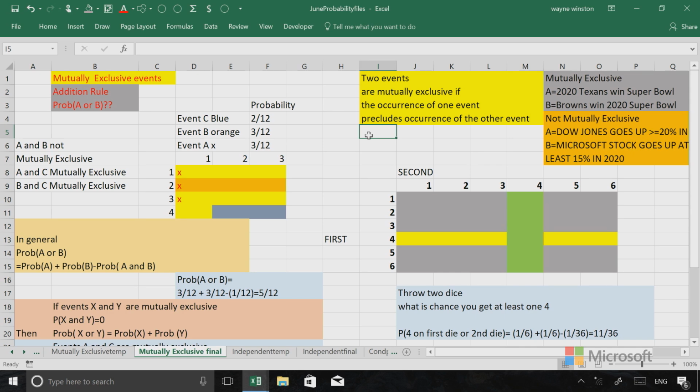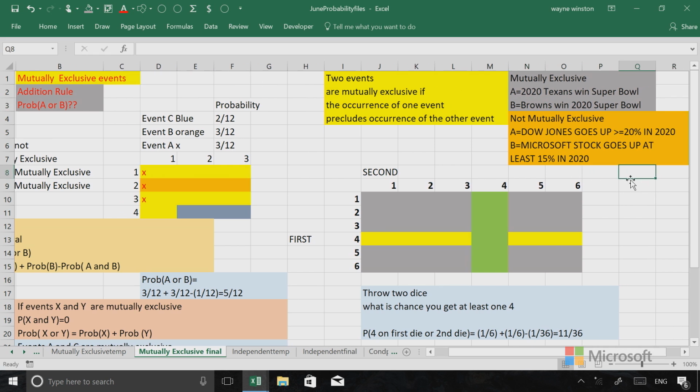So some examples. Let event A be the event that the 2020 Houston Texans win the Super Bowl. Let event B be the event that the Cleveland Browns win the 2020 Super Bowl. These are mutually exclusive because if the Texans win, the Browns can't win. And if the Browns win, the Texans can't win. Now, neither of them will probably win, but that's a different story.